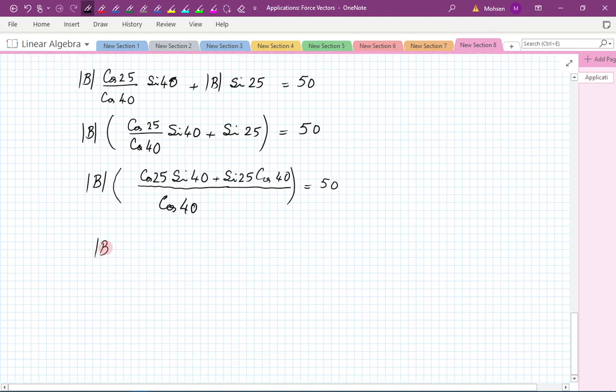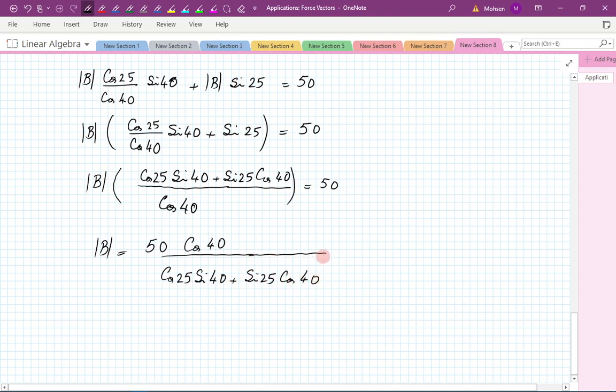Well, now we are ready. So b is equal to 50 times this denominator. It becomes cosine of 40 goes here, and then I have cosine of 25 sine of 40 plus sine of 25 cosine of 40. The magnitude that I was after for the force b, I can find it like this, and I can find a just as easily as I found b.